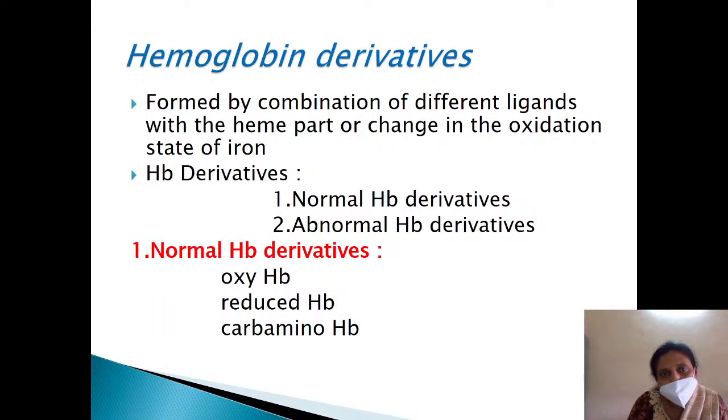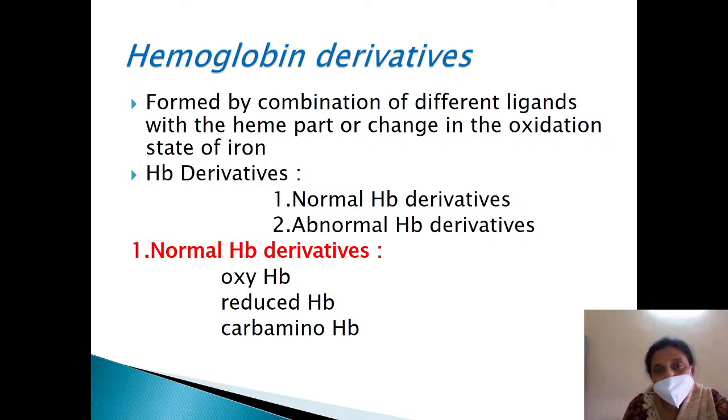Now coming to the next topic, hemoglobin derivatives. Till now we have discussed the structure of hemoglobin, and then the types of hemoglobins like HbA1, A2, A1C. Then we move on to the next topic, hemoglobin derivatives. So what are these derivatives? How have they been formed? These derivatives have been formed by changing the oxidation state of iron.